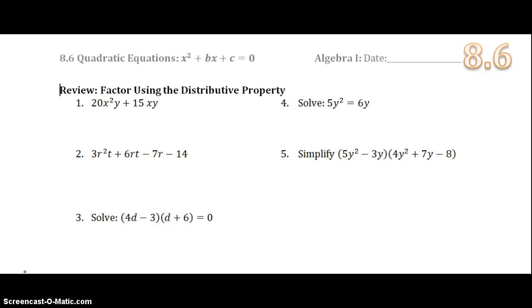Hello, algebra students. We're ready for section 6 of chapter 8 where we're going to do more factoring. We are working with our quadratic equations here, and we want to make sure that we can factor with 100% accuracy. Before we get into the new material, please do these 5 review problems. Pause the video and practice that.